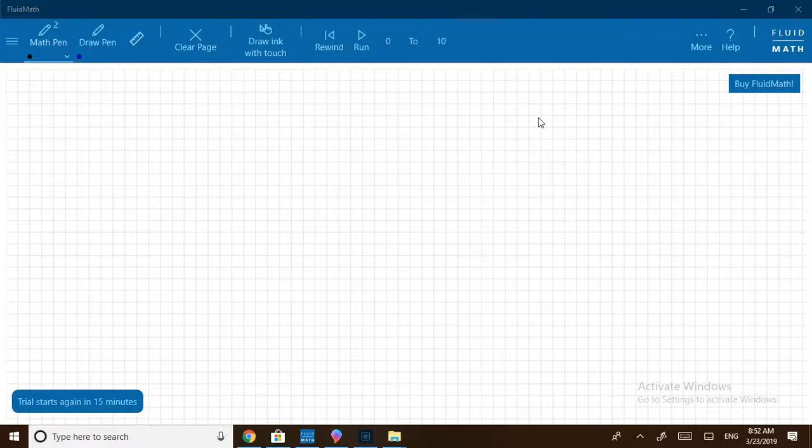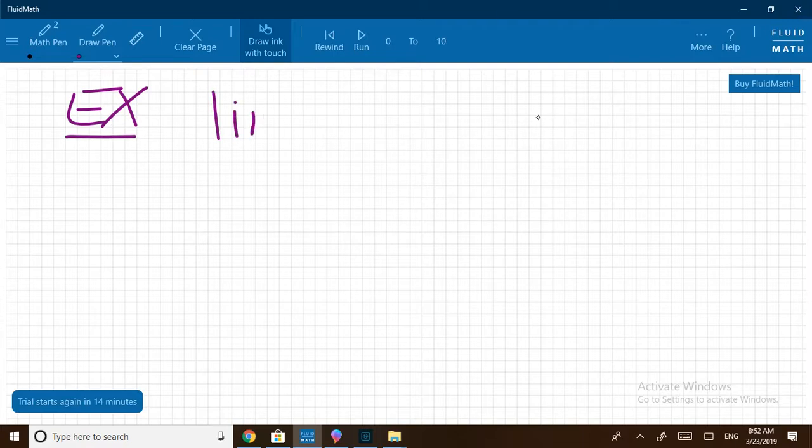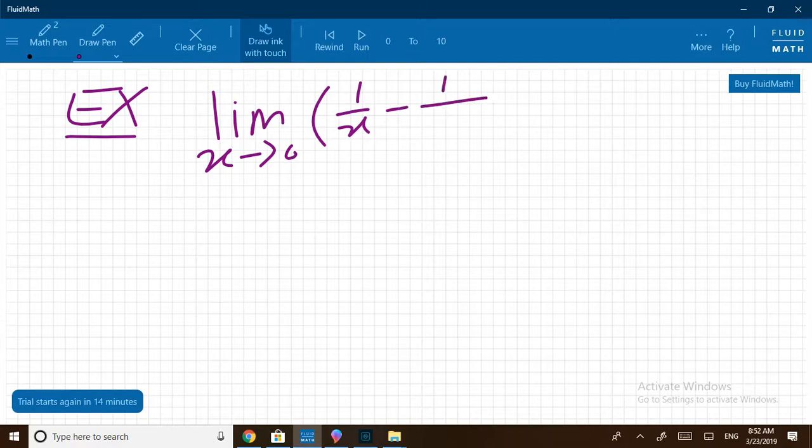Okay, now we take another exercise, and in this exercise our limit is the limit as x approaches 0 of 1 by x minus 1 divided by e raised to the power x minus 1.